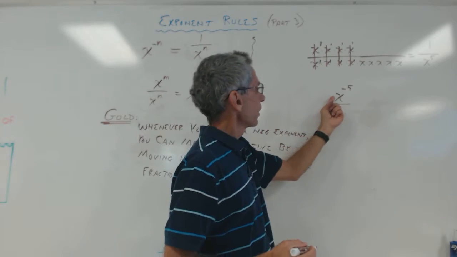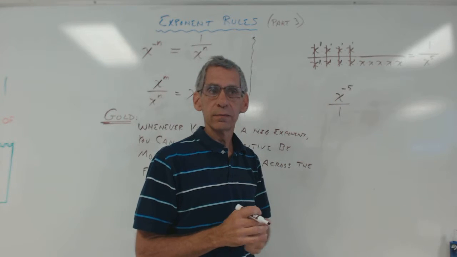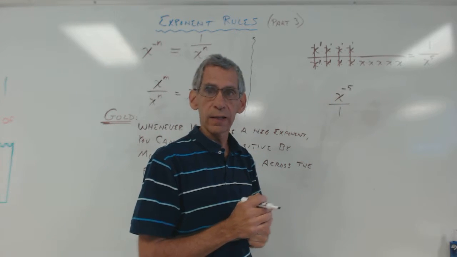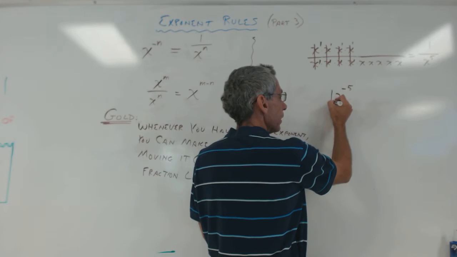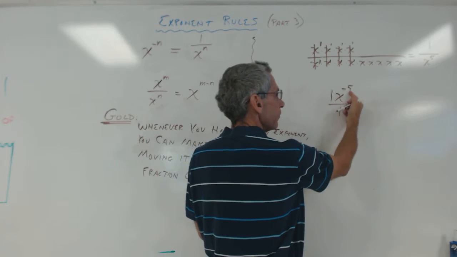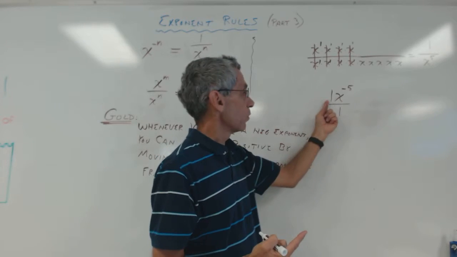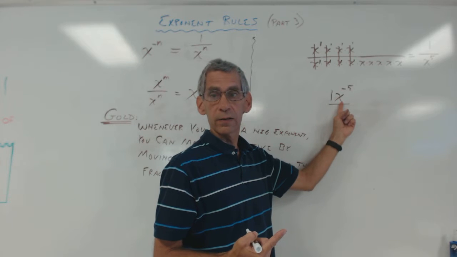What is the number in front of the x that's hidden? You guys all agree with me that there is a 1 up here? Now, what does the negative 5 exponent affect? Does it affect the 1 or just the x?